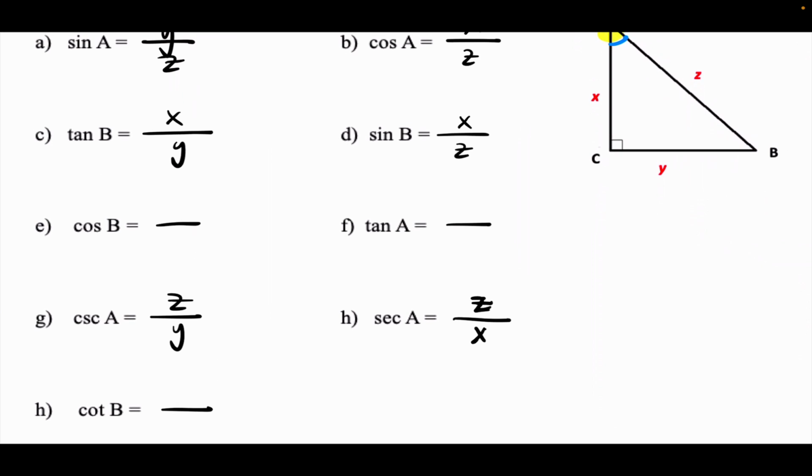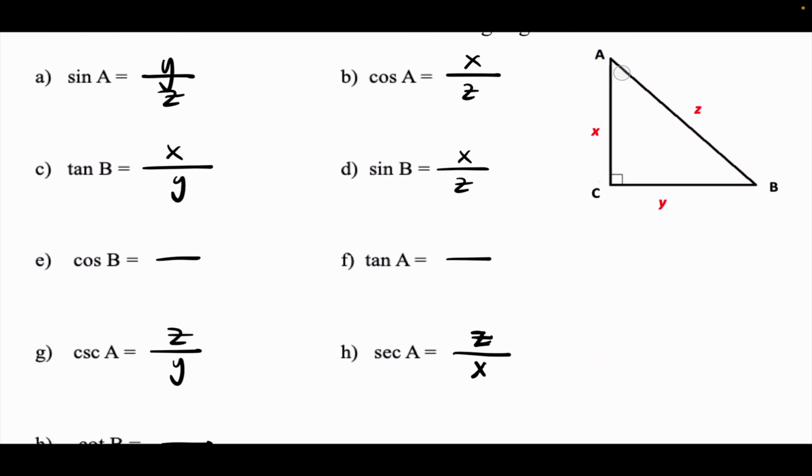So if I'm at B, cosine of B, so I'm not at A anymore, I'm at B. Cosine is adjacent, so adjacent to B is Y over hypotenuse. Tangent of A, so I'm going to go back to A. Tangent of A is opposite. Opposite is Y over adjacent is X.